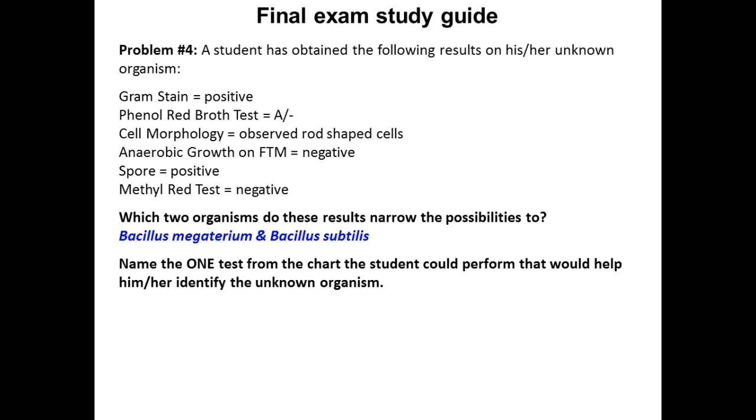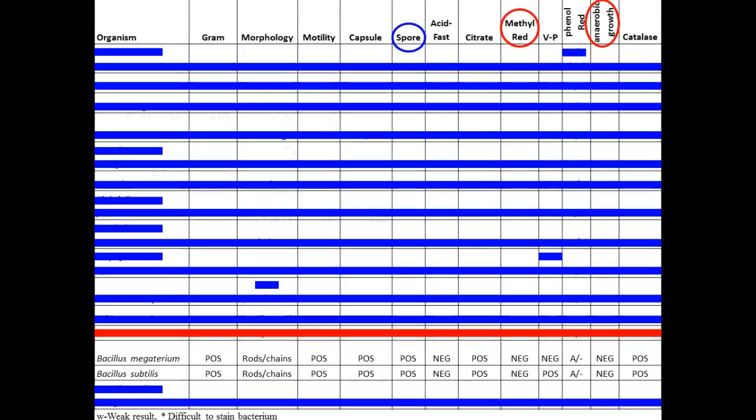Now, one test from the chart. We're not talking about media, but what test from the chart would help us differentiate these 2? Right, the Voges-Proskauer, because notice that's where they differ. Just that one test. Again, would you rely on just that one test? No, something could go wrong.